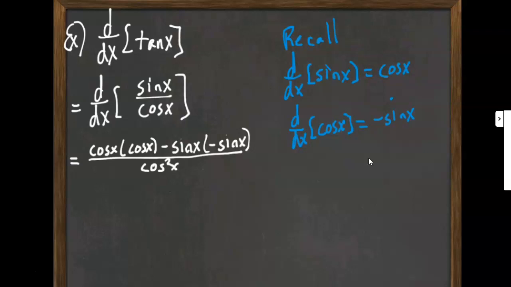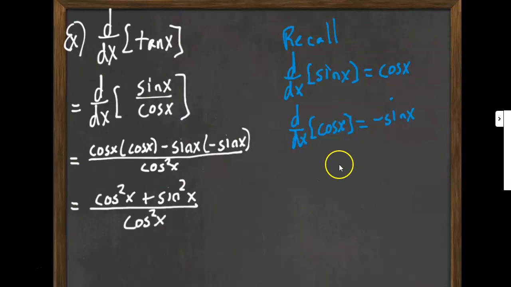And then let's go through and do a little bit of simplifying. Cosine times cosine is cosine squared. Minus sine times negative sine is going to be plus sine squared. Now you might have some different thoughts about where we could go here. We could do cosine squared over cosine squared plus sine squared over cosine squared. That's perfectly fine.